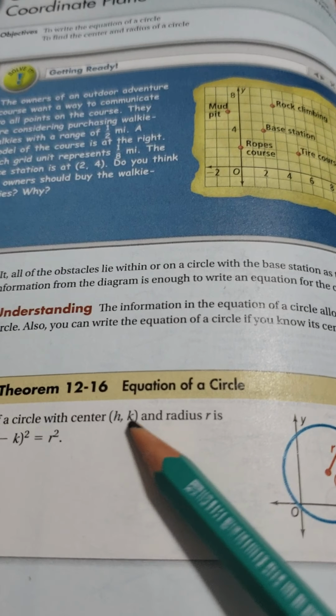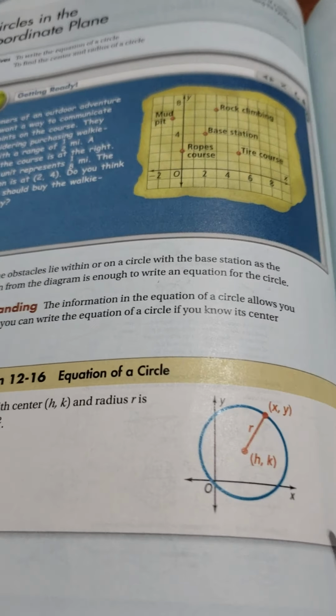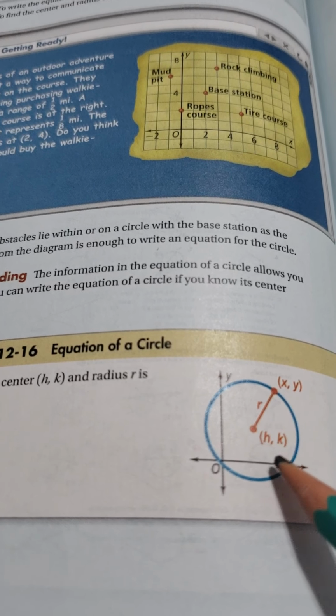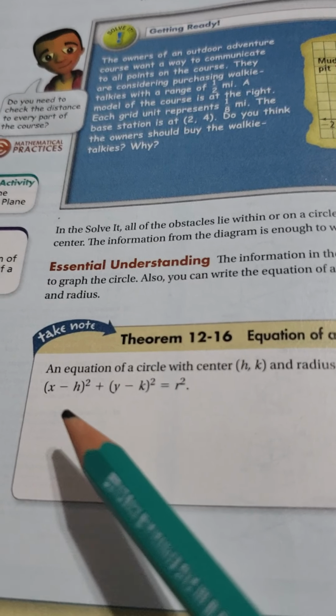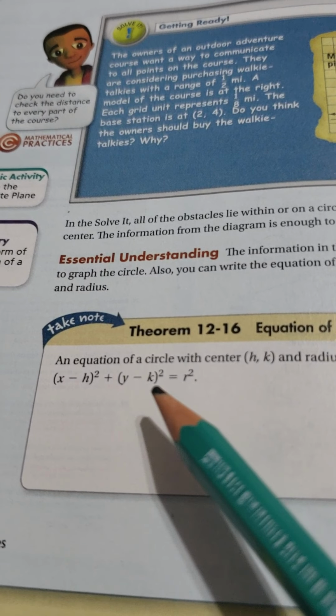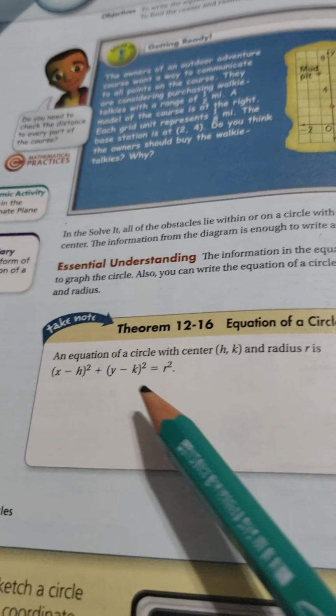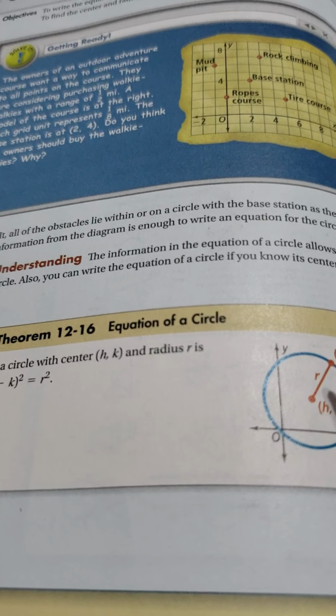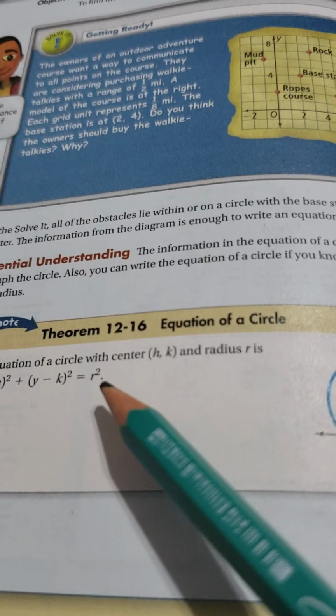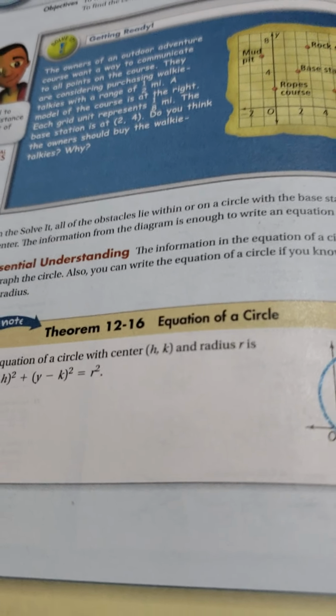Now, h and k is the center. See, the center is the coordinate (h, k). That means h is the number in x and k is the number in y of the point, and the distance of the radius is the number that is here to the second power.